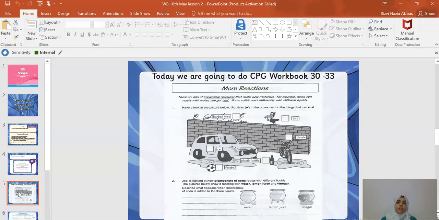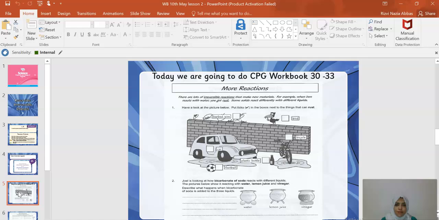Okay, then we are today going to do our CGP workbook pages 32, 33, which is a mixed question of the entire unit. Like the properties of material, we studied about thermal insulators, conductors, then chemical changes and mixtures. It's a mix of it. Okay, now this page, more reaction.